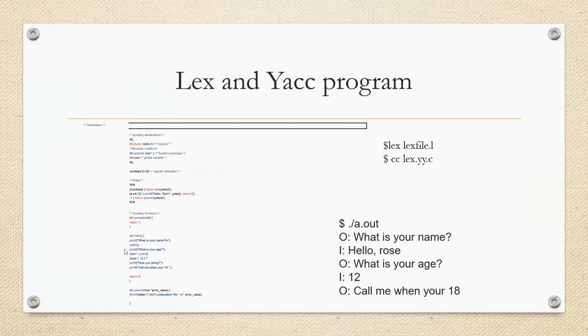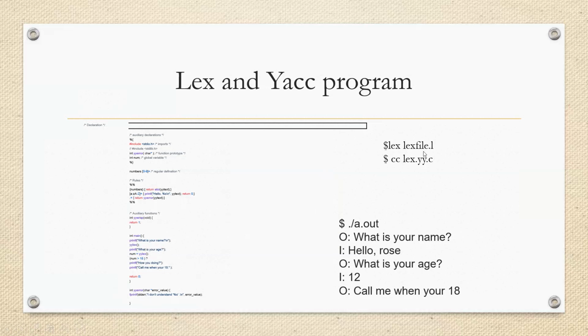Now here is the subroutine section, that is the main function, int main. printf is the output function, which prints what is your name. When we parse, once the scanning is done, we get the output. What is your age? Num is equal to yylex, and number greater than 18. How are you doing? Call me when you're 18. If the age is less than 18, it will just print call me when you're 18. If the age is more than 18, it will return 0. Otherwise, it reports error values.